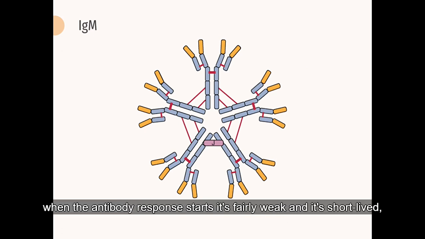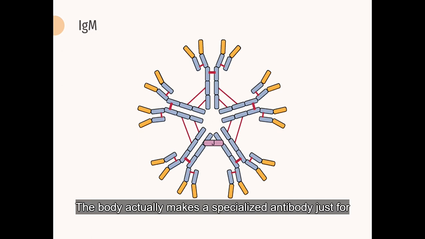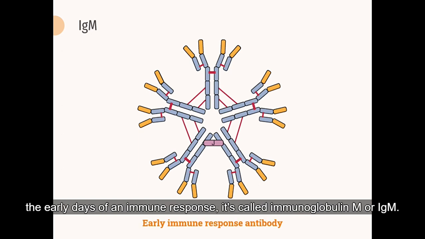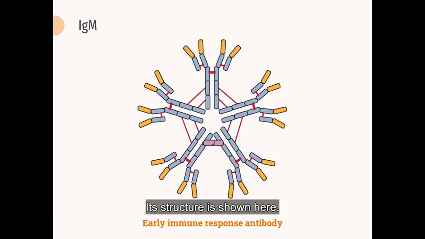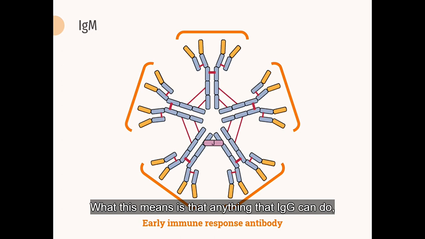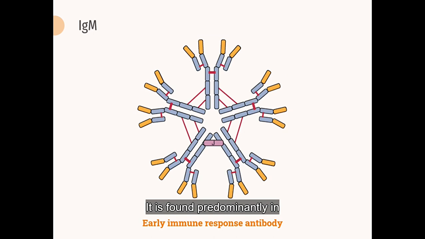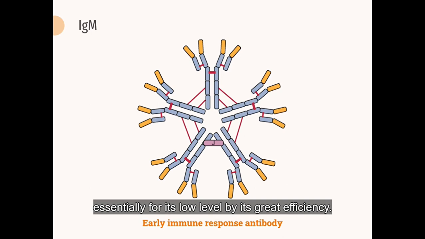As I showed earlier on, when the antibody response starts, it's fairly weak and it's short-lived, yet the body has to be defended. So the body actually makes a specialized antibody just for the early days of an immune response. It's called immunoglobulin M, or IgM. Its structure is shown here. It essentially consists of 5 Y-shaped units arranged together in a ring. And what this means is that anything that IgG can do, IgM can do 5 times better. It is found predominantly in early immune responses, and it makes up for its low level by its great efficiency. Now, there are other antibodies as well.